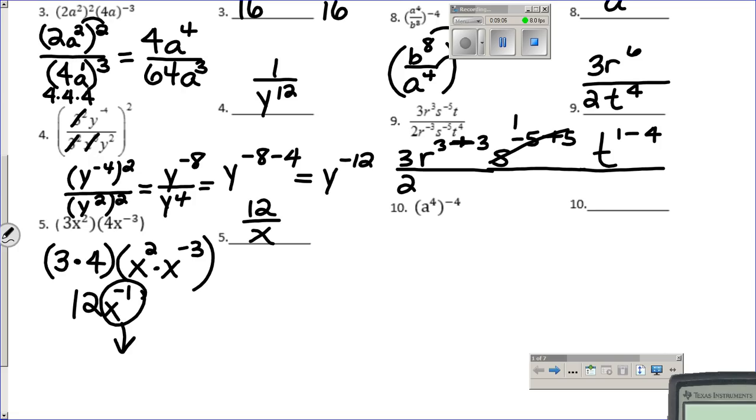And the last one, number 10, we have a power to power, so the rule is to multiply your exponent, so we're going to multiply negative 4 times 4. This simplifies to a to the negative 16th, and now we just need to rewrite this to make our exponent positive. So our final answer is 1 over a to the 16th power.